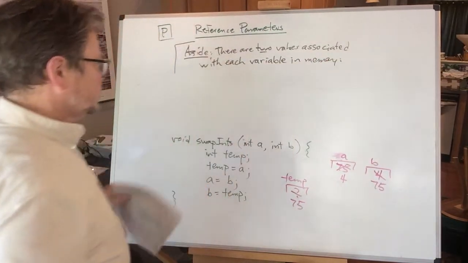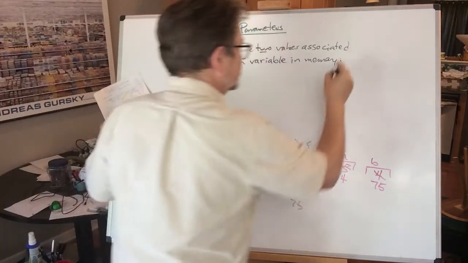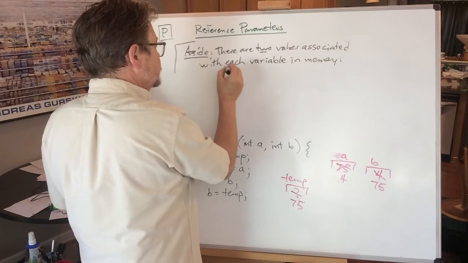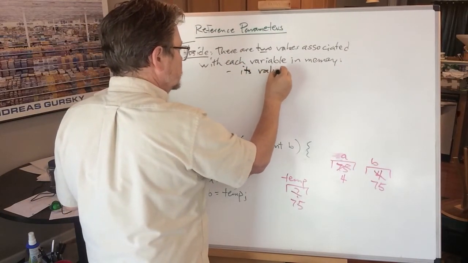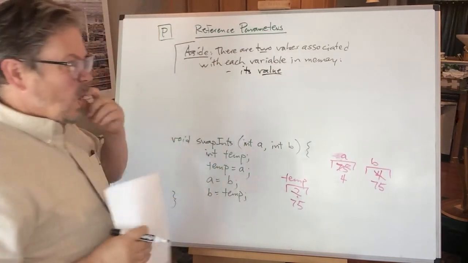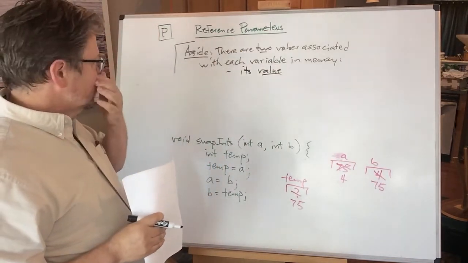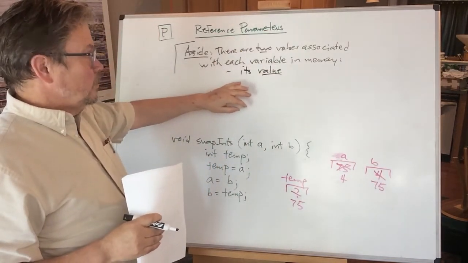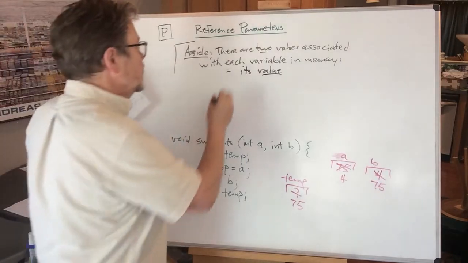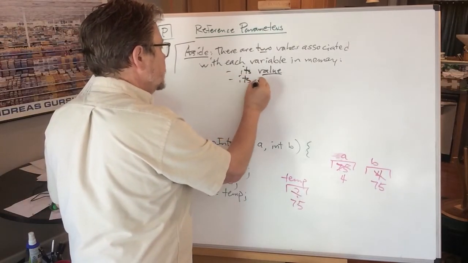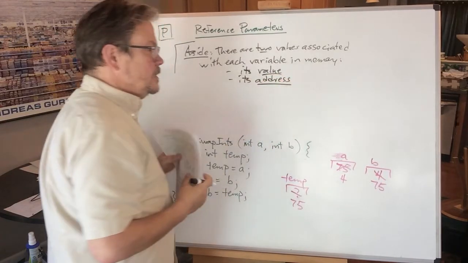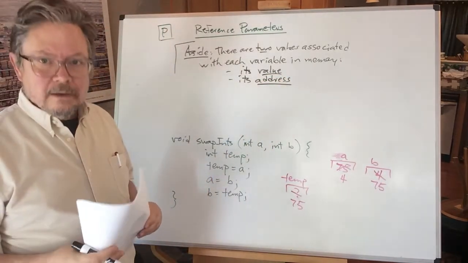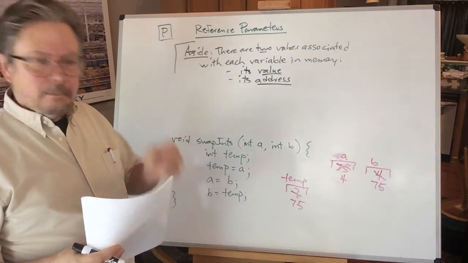Colon. Number one is, or I'll just use dash, its value. Well, we're overloading that word, aren't we? Two values associated with it. One of the two values is its value. The other one is its address. And that is what it sounds like. That's where it lives in memory, in computer memory.